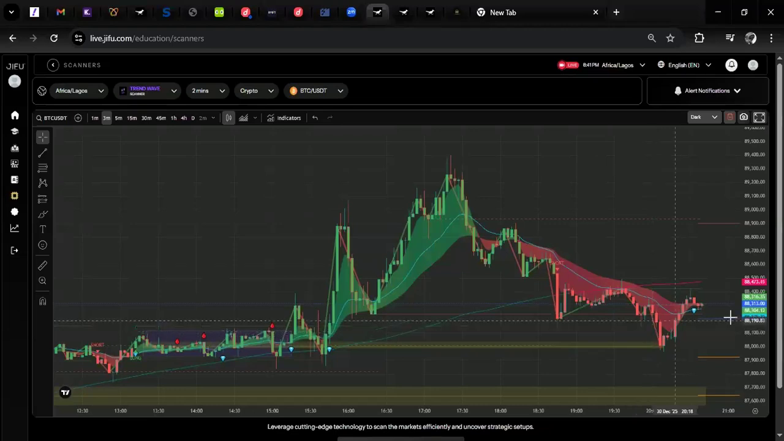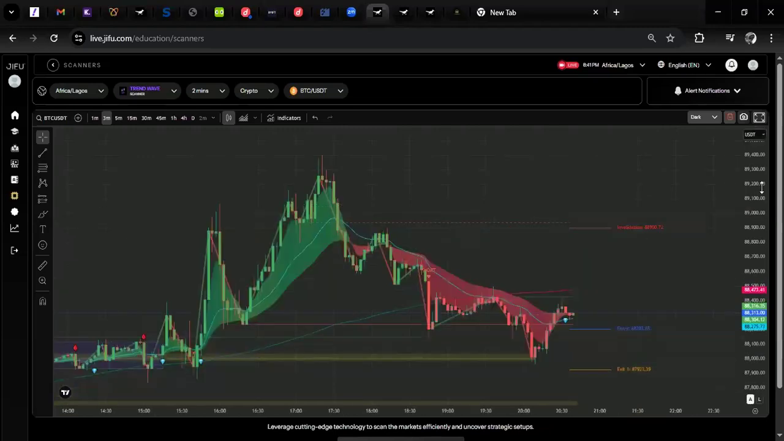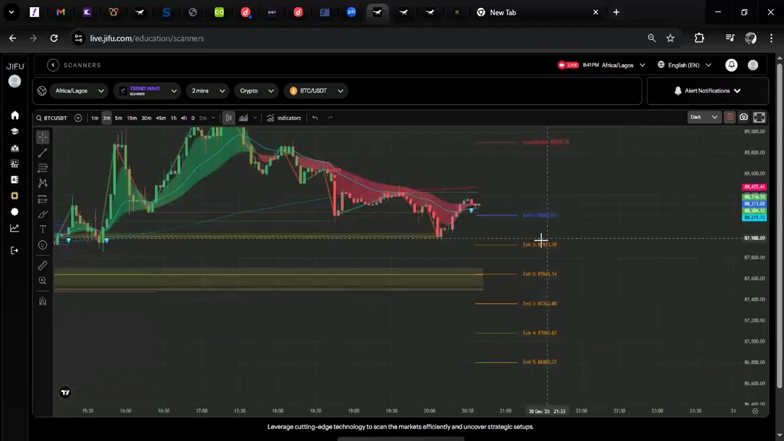Now, four time frames, guys. Before we go ahead, you need to know that any market that goes to the upside is a buy market, and any market that comes to the downside is a sell market. So you have to pay attention to four time frames: the 5 minutes, the 15 minutes, the 30 minutes, and the 1 hour time frame.